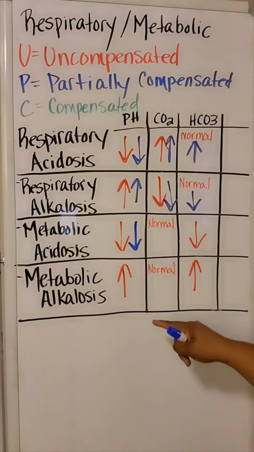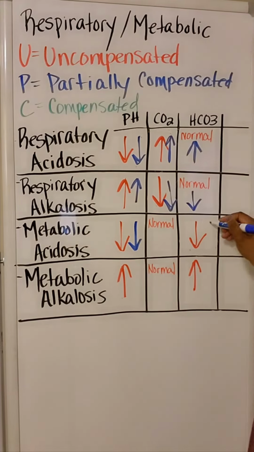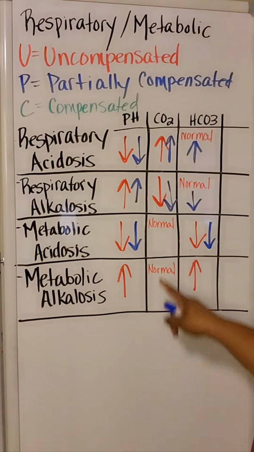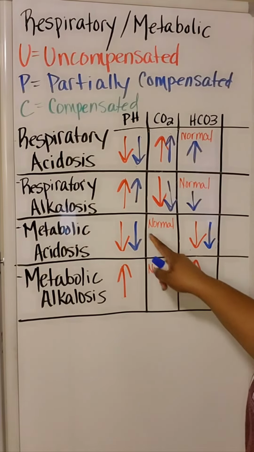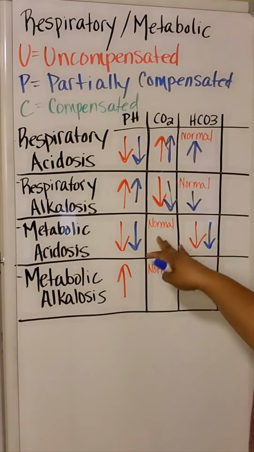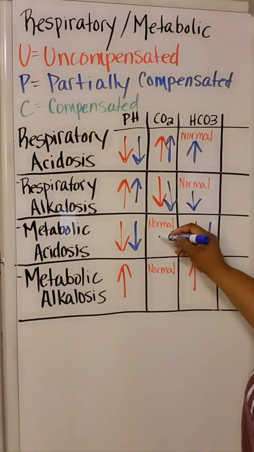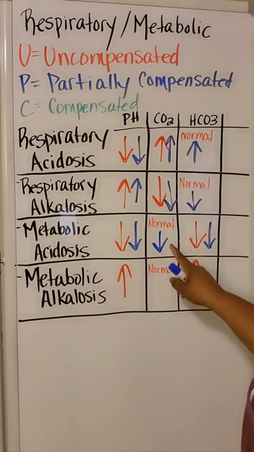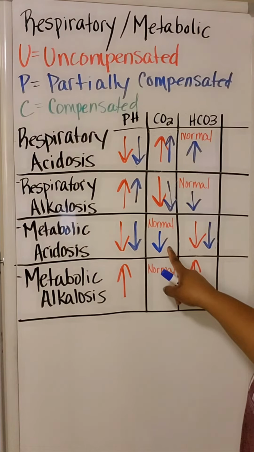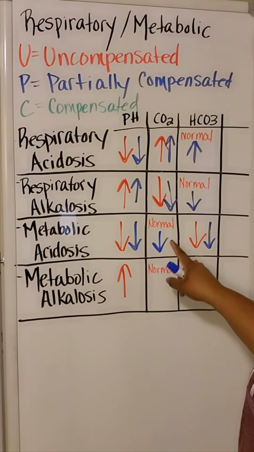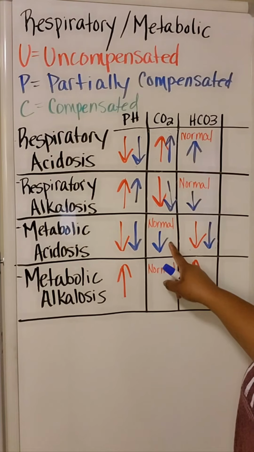When we look at metabolic acidosis, again, this is not going to change. It's still a low pH. When we look at our HCO3, again, it is also low. But now, because we're trying to compensate with the lungs, if we're already acidotic, we're going to notice that that CO2 level decreases because we don't need as much CO2 in the body to mix with water to make that carbonic acid.